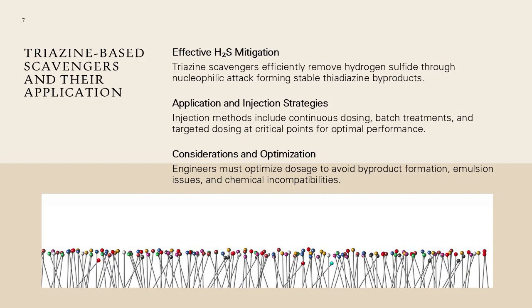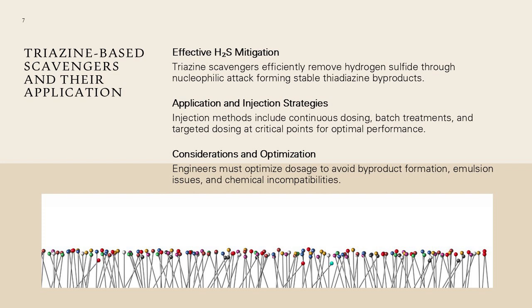Triazine-based scavengers are among the most widely deployed H₂S mitigation chemicals in upstream and midstream oil and gas operations. Their popularity stems from high reaction efficiency, ease of injection, and compatibility with a range of hydrocarbon systems. The reaction mechanism involves the nucleophilic attack of H₂S on triazine molecules, forming stable thiodiazine byproducts. These byproducts typically remain in the aqueous phase and are removed during water treatment processes.